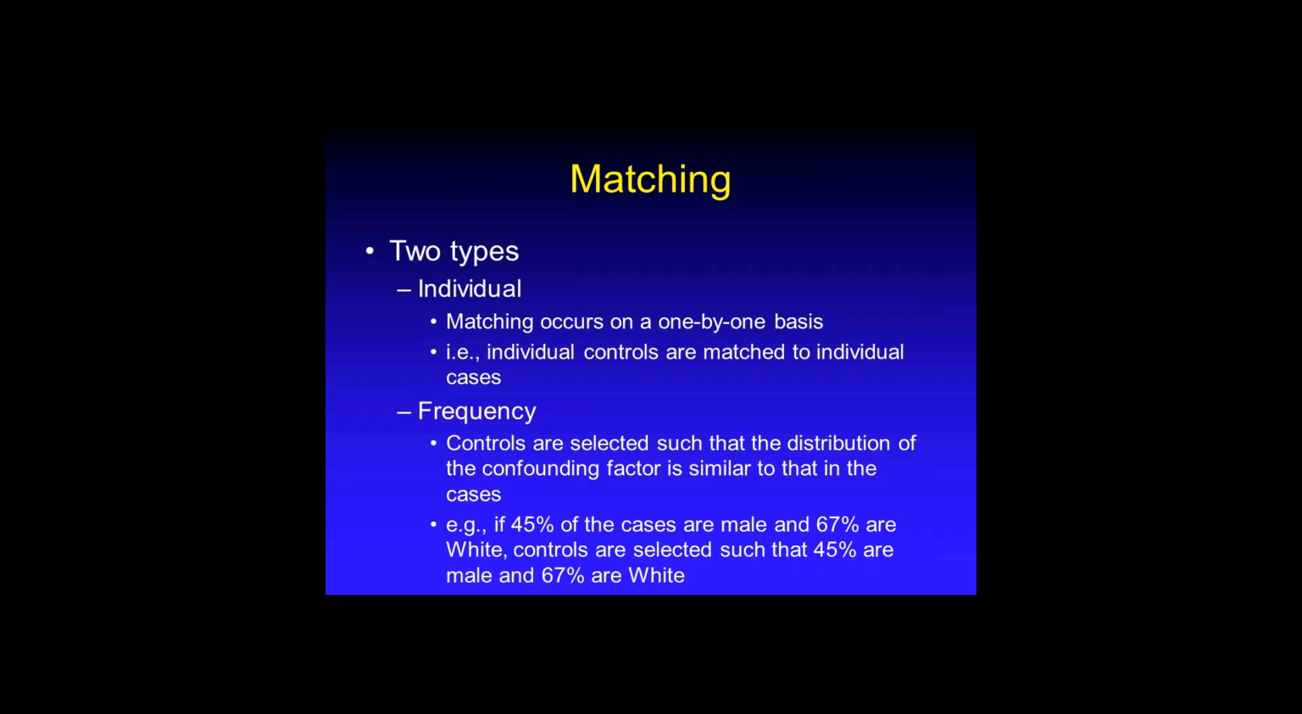If you get a case that has no match whatsoever, what happens to that case in the analysis? It's thrown out, right? Because I told you that with the matched case control study, you're looking at the matched pair. And so if that case has no pair whatsoever, it gets thrown out.